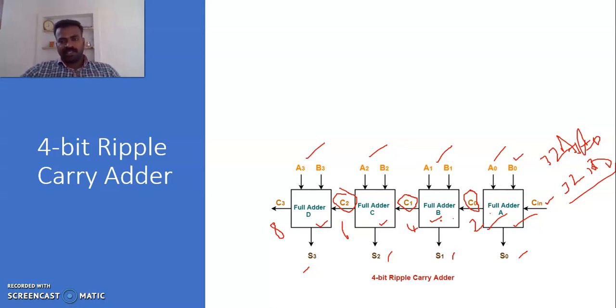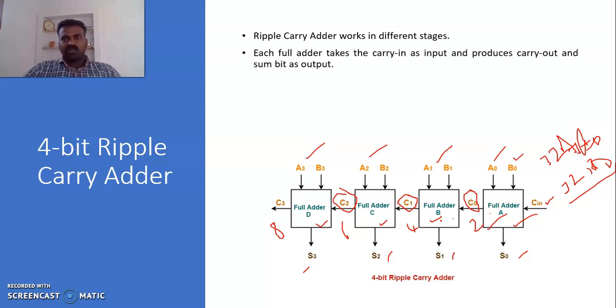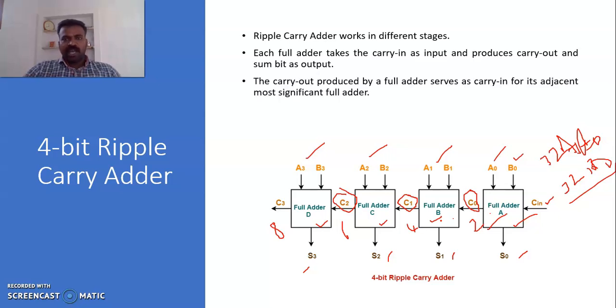Okay, let me discuss first. So the ripple carry adder works in different stages. Yes, each full adder takes the carry in as the input and produces carry out and some bit as output. Yes, the carry out produced by a full adder serves as a carry in for its adjacent most significant full adder. Yes, here C0 is the output for the first full adder. Okay, and C0 is the input for the second full adder. So one full adder will give us an output, another full adder will take it as an input.